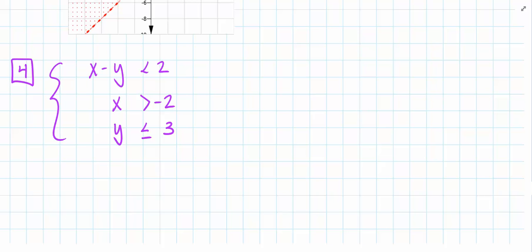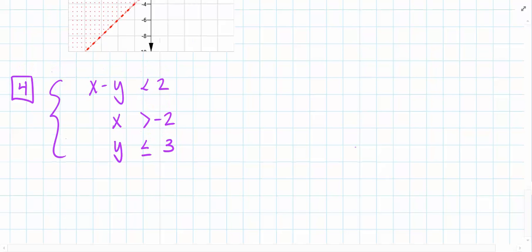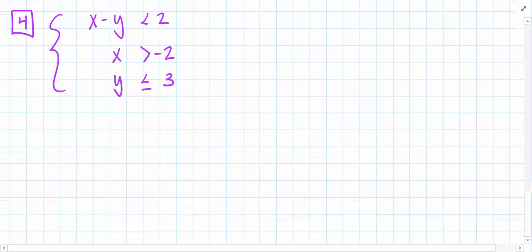All right, so now that we've learned how to graph these on our calculator and graph these systems, what we're going to do now is we're going to actually make a system, right? We were just graphing singular inequalities.